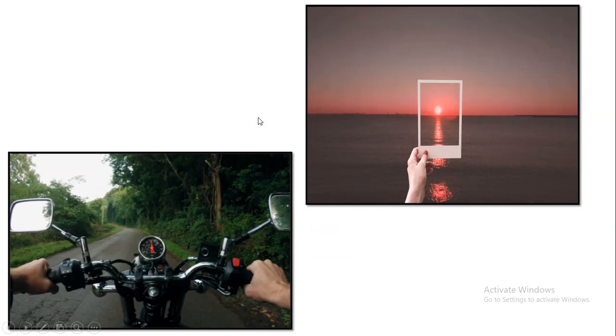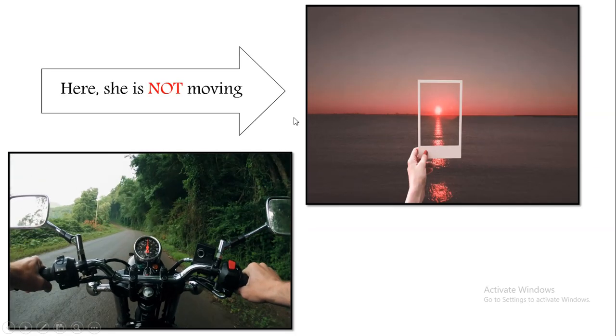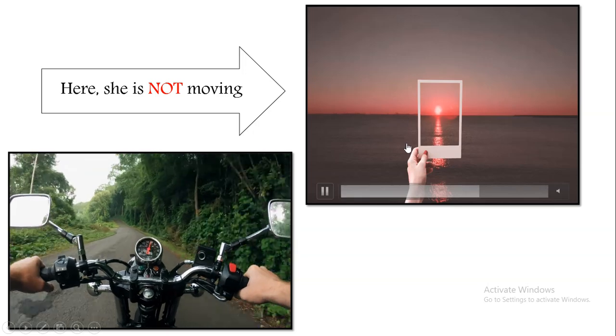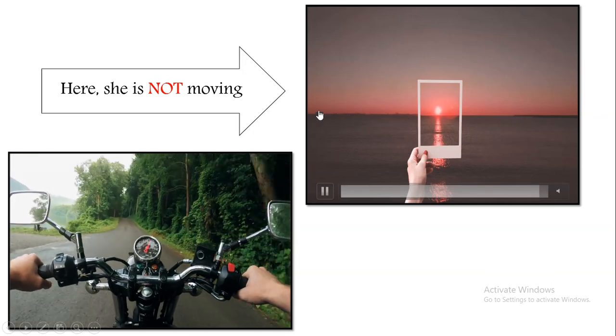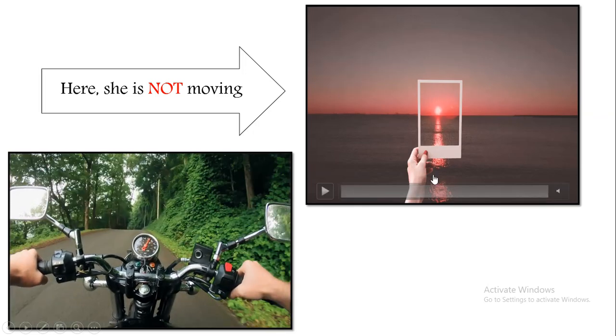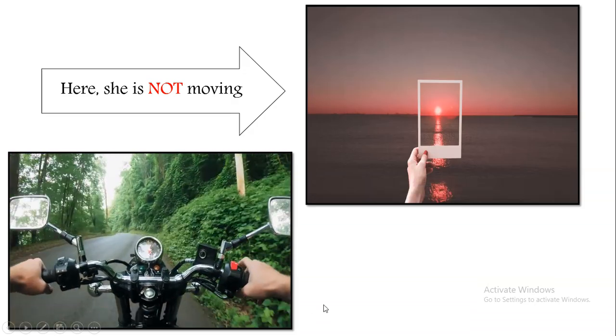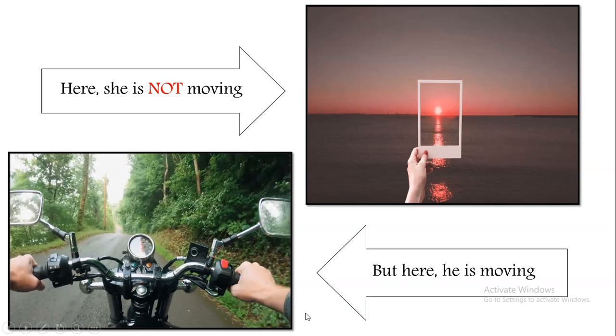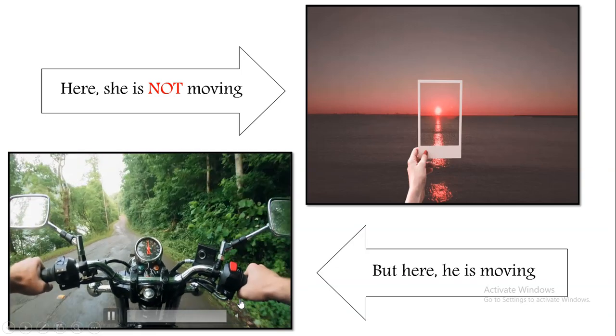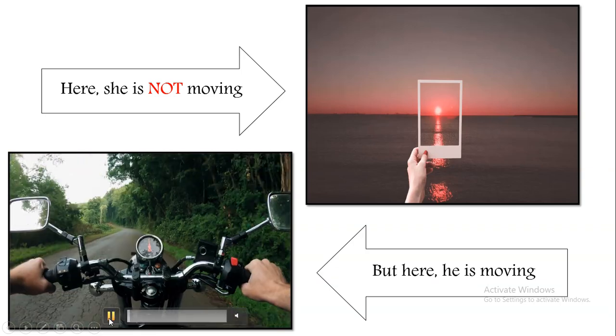Now I want you to look at this picture. This girl here is not moving. How did you know that it's not moving? Because her surrounding is still. But this one here, he is in motion. He's moving because he's changing his position.